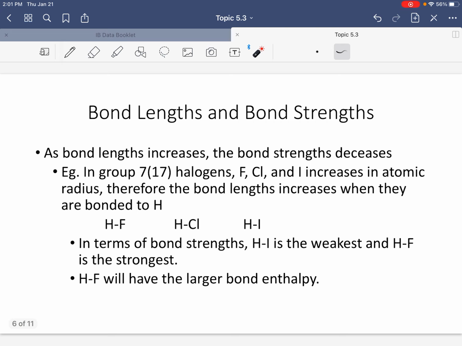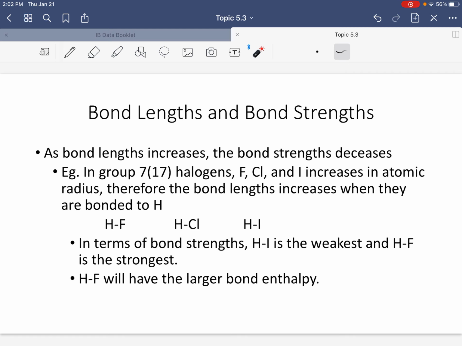So let's talk about bond length. We kind of talked about this before, when we were looking at trends. Man, that was a long time ago. As bond length increases, bond strength decreases. So if I were to ask you a question that I asked you a long time ago, under these three, what they all have in common is that they all have hydrogen, but what's different about them is the halogens that they're bonded to.